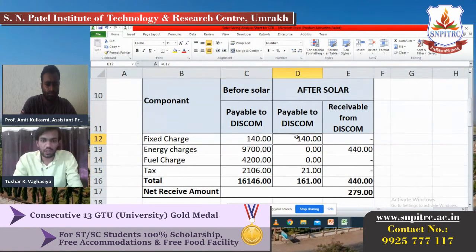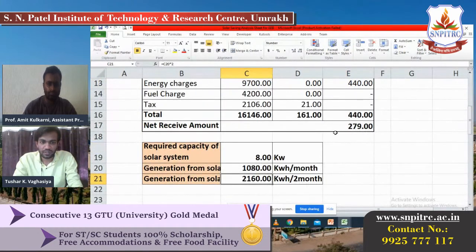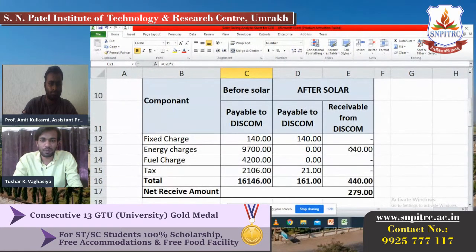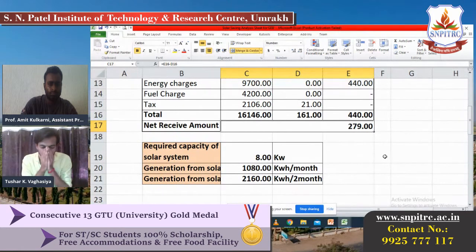Once you install the 8 kilowatt solar power plant at your home, you only need to pay 161 rupees. This is a fixed charge plus taxes on the fixed charge, right? And for energy charges, you will generate more energy compared to your consumption, so you will get 440 rupees because your generation is 2116, so you no need to pay, but you will get from the discom, right? So 440 minus 161, you will get 279 from the discom.